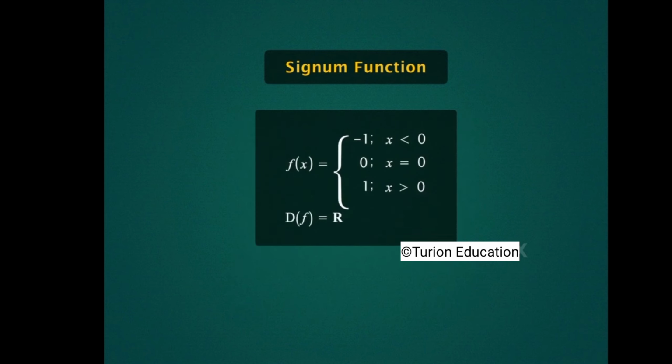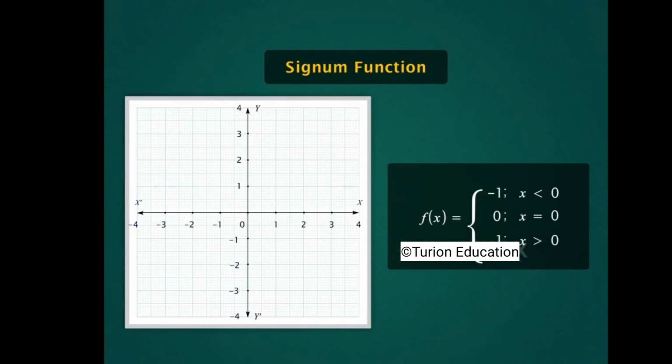Thus, the domain of the signum function is real numbers, and the range is the set with three elements in it, -1, 0, and 1. Let us see the graph of the signum function.